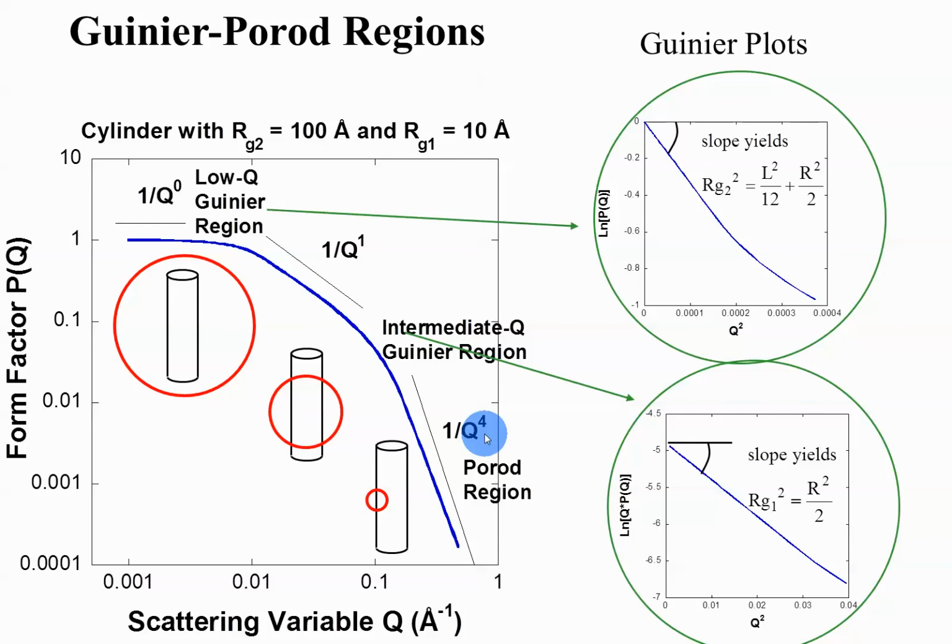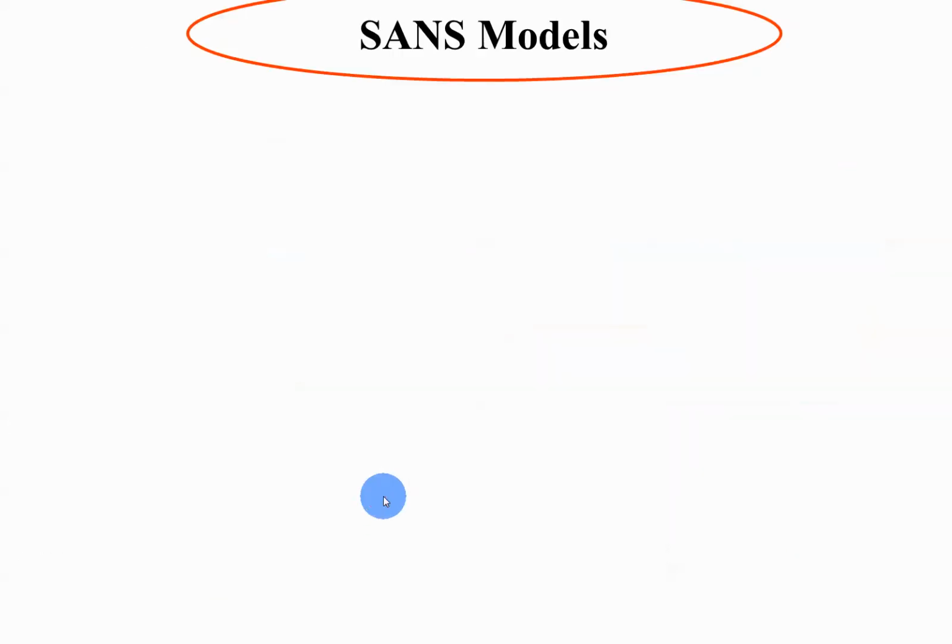This is called the Porod law in the Porod region, and we're seeing only the surface of the rod, of the cylinder. In other words, we can know whether it's rough or smooth.